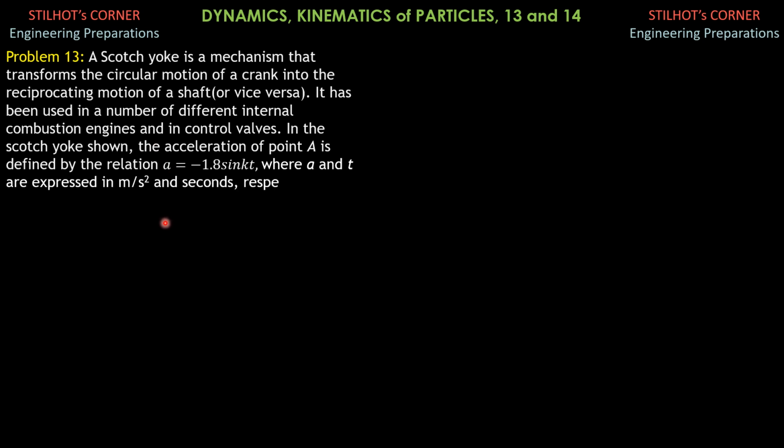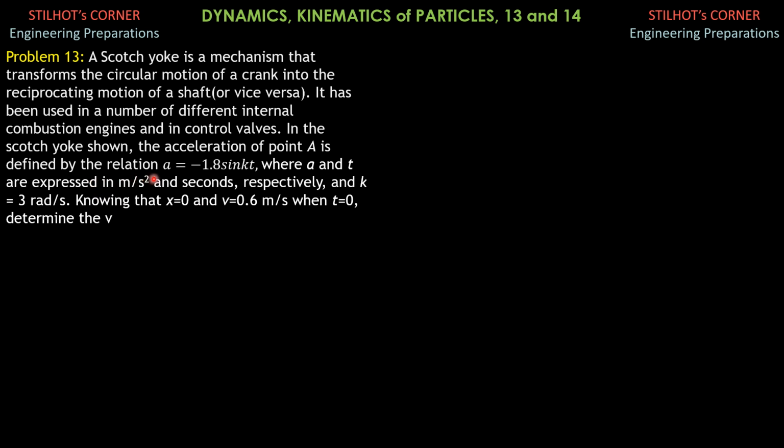In the Scotch yoke shown, the acceleration of point A is defined by the relation a equals negative 1.8 sine kt, where a and t are expressed in meters per second squared and seconds respectively, and k is equal to 3 radians per second. Knowing that x is 0 and v is 0.6 meter per second when t is 0, determine the velocity and position of point A when time is 0.5 seconds.